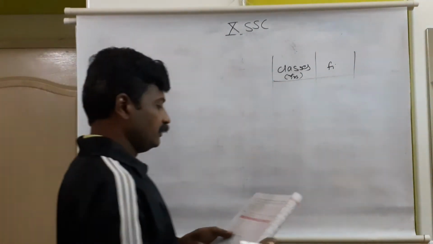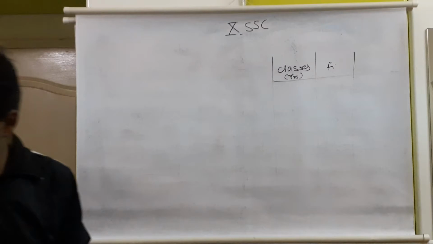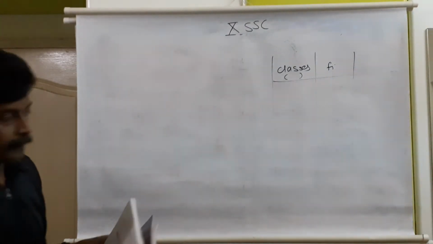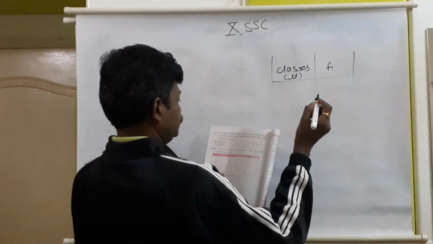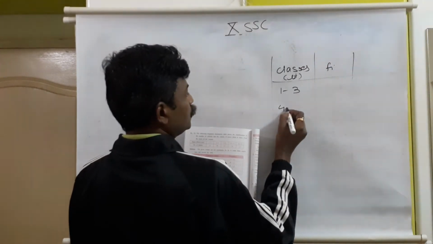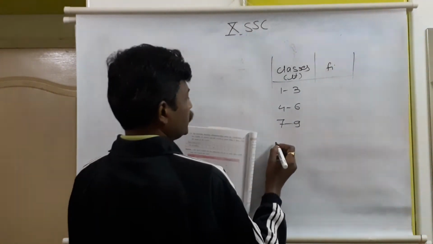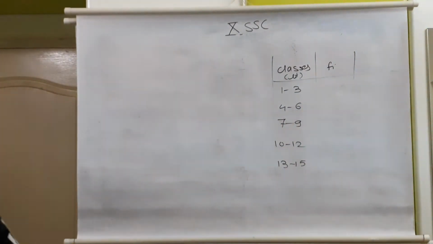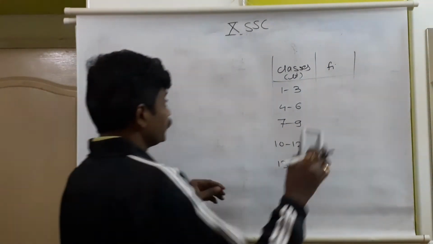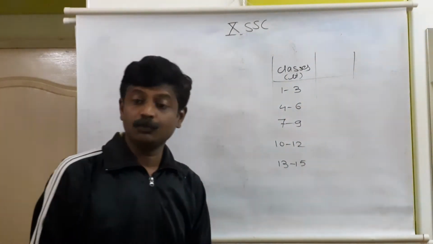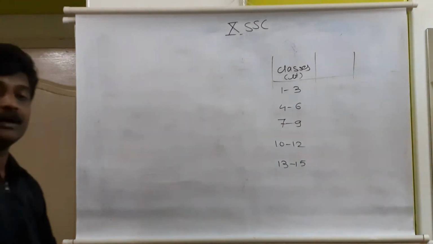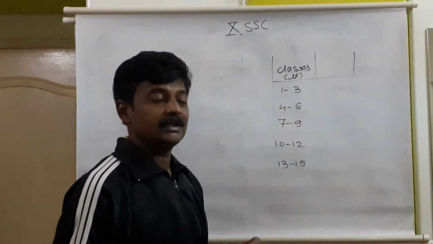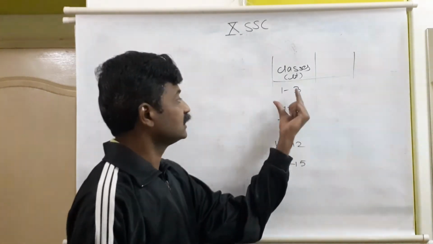In the classes it will come as petrol filled in liters, not in years. First 1 to 3 liters, then 4 to 6 liters, 7 to 9, 10 to 12 liters, and 13 to 15 liters. Okay, now after that the frequency is given, but the important part is here again: as it is mode, which is part of the formula, we need to have continuous classes, but here the classes are not continuous. 1 to 3, then 4 to 6. If 3.5 liters of petrol is filled by somebody, there is no class for that.